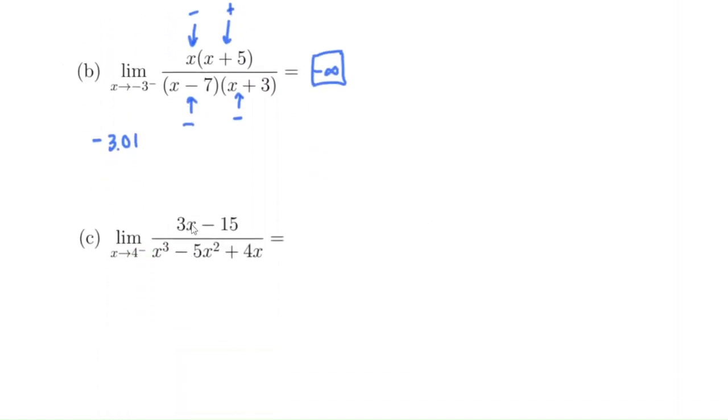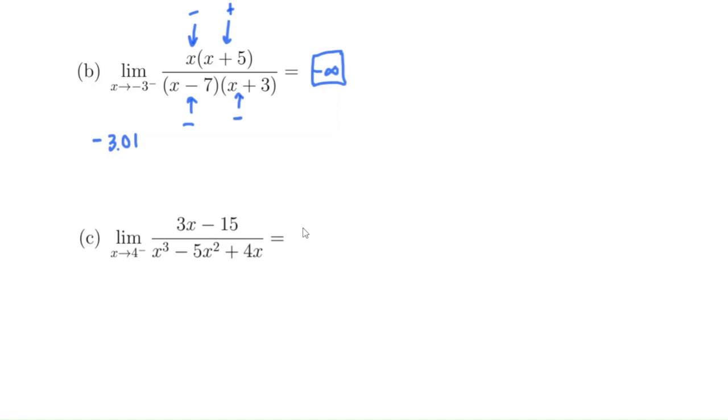Okay, now what about this one? In this case, notice it's not in factored form. So how could you figure out the limit as x approaches 4 from the left? You could plug in 3.999 for x here, here, here, and here, and see what kind of number you get. Do you get a really big positive number, a really big negative number, or maybe just a regular number? I don't even know if we have a vertical asymptote yet, right? It could be that you can just plug in 4 and get the correct answer.